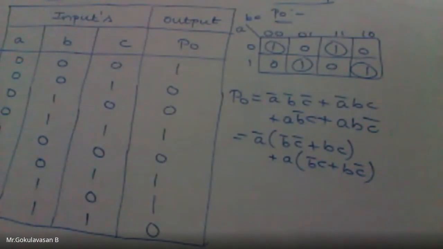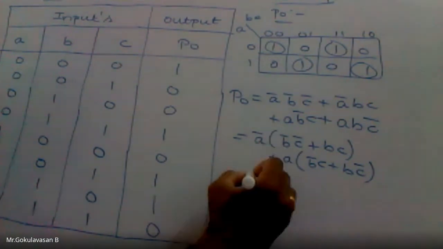Can anyone tell what is BC bar plus B bar C? What is that particular gate directly? A B bar plus A bar B, what is that particular gate? It is nothing but XOR. Yeah, Priyadarshi, you are right. So here it is actually XOR. And what is BC plus B bar C bar? It is XNOR.